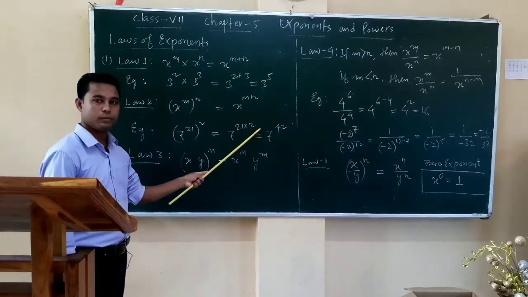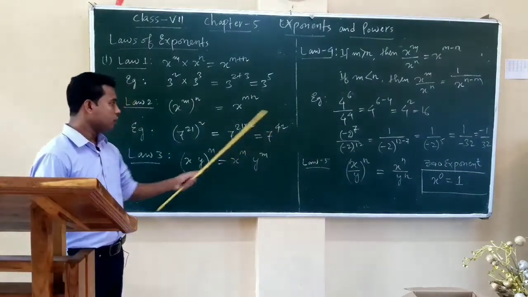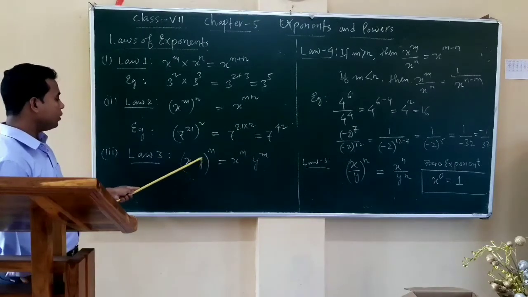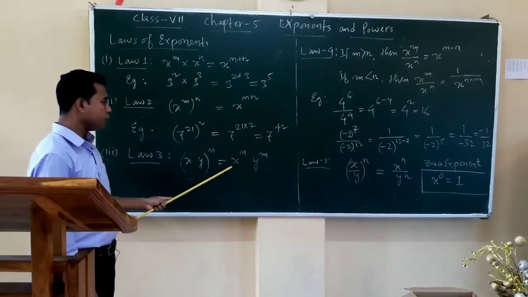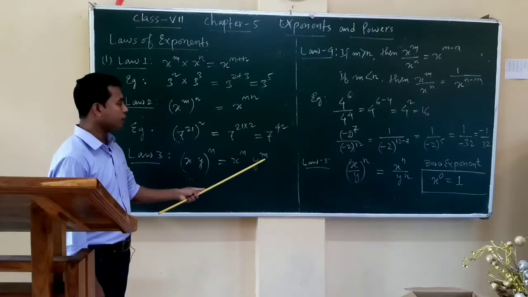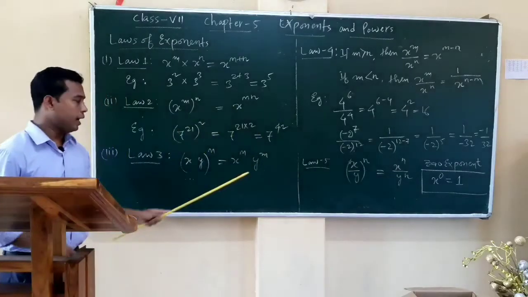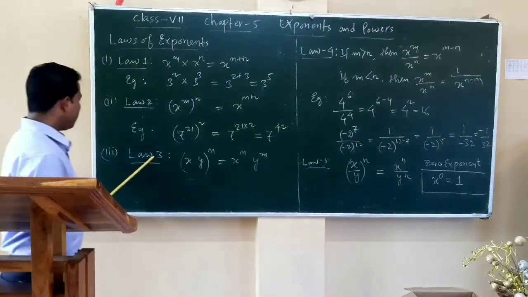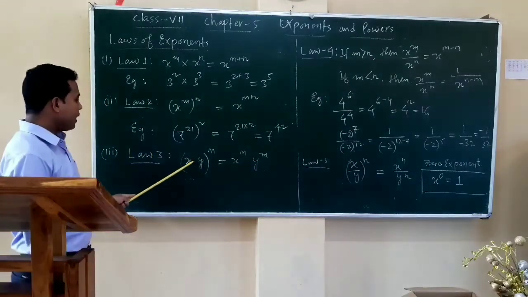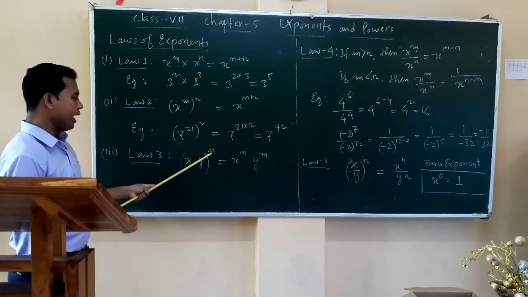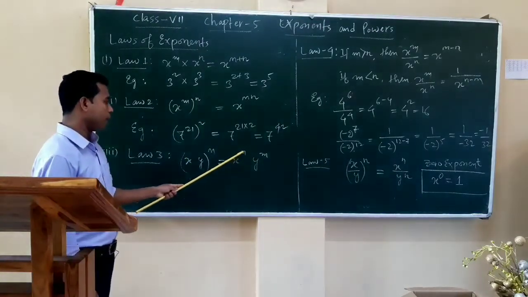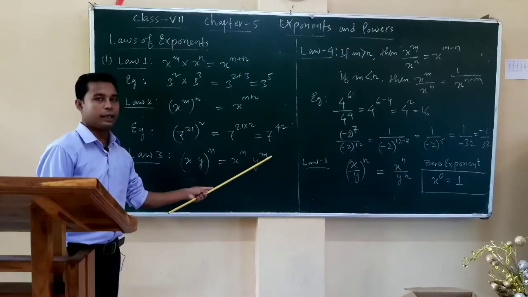Okay, so if you have two powers, one is inside the bracket and the other is outside the bracket, then multiply them. Okay, then law 3, xy raised to the power m is equal to x raised to the power m into y raised to the power m.